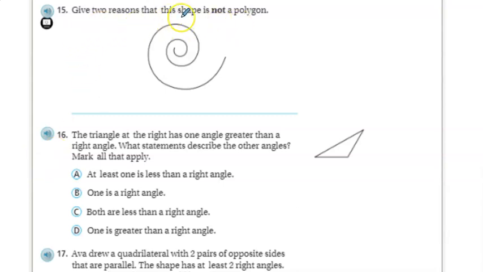15, give 2 reasons that this shape is not a polygon. Hopefully you know that the shape has a curve in it and it is open, so that breaks 2 of the rules. Polygons are closed shapes made of line segments.